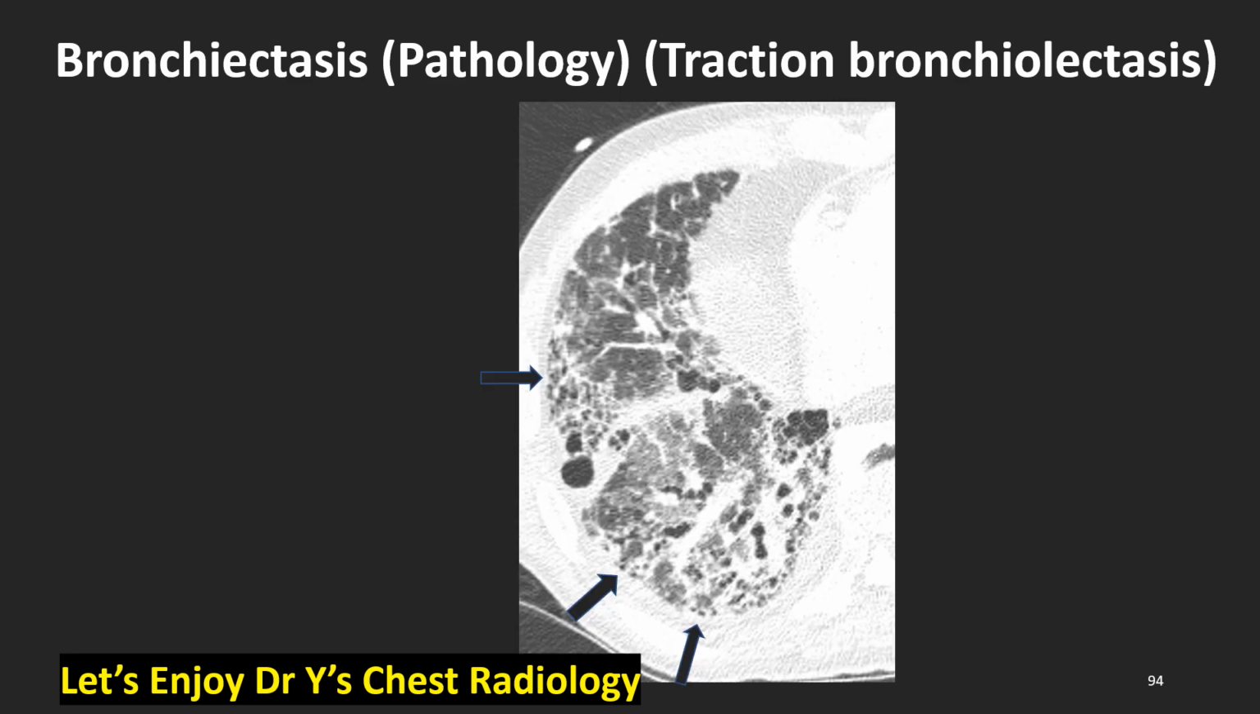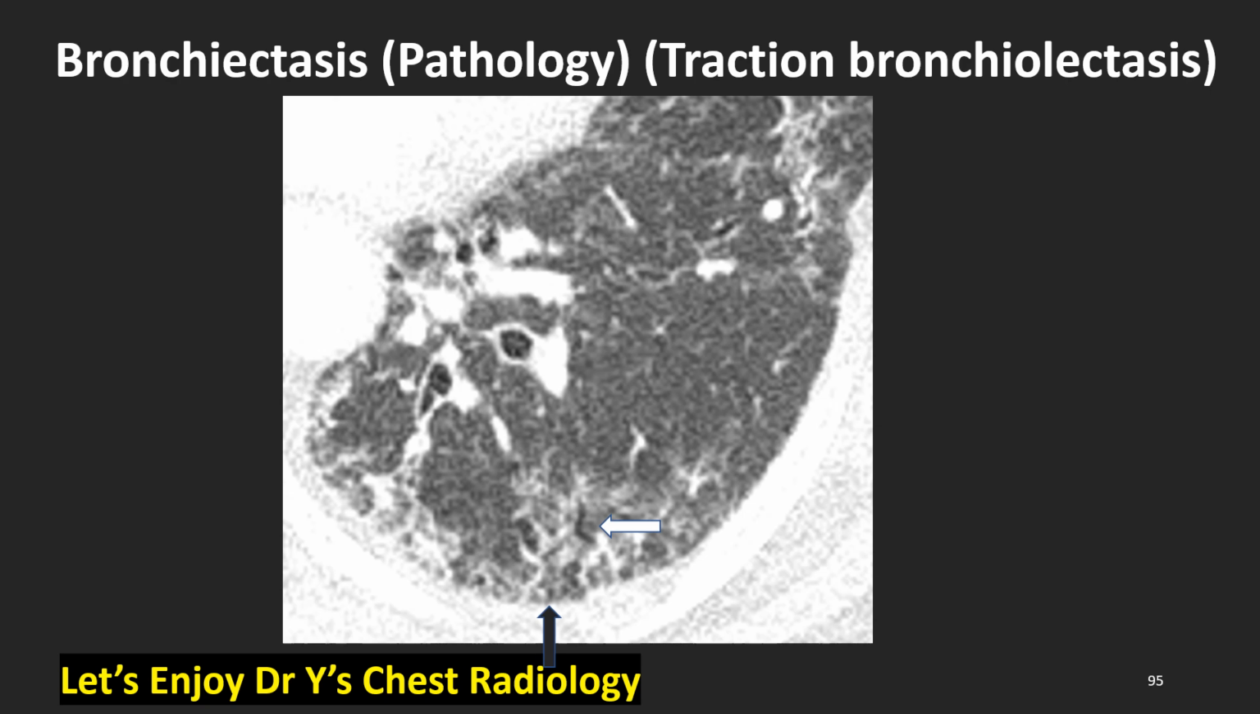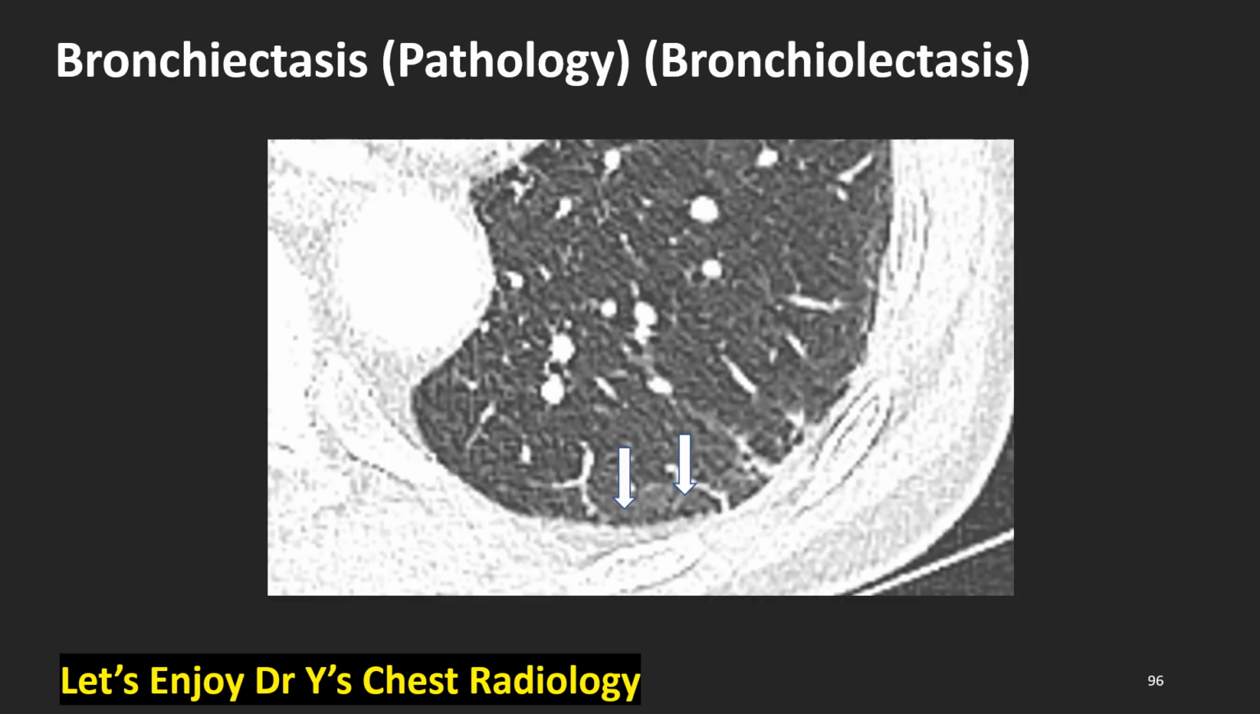Bronchiectasis pathology, traction bronchiolectasis. Arrows indicate traction bronchiolectasis in an ILD patient. Arrows indicate the traction bronchiolectasis in an interstitial lung disease patient. Bronchiolectasis. Arrows indicate bronchiolectasis.